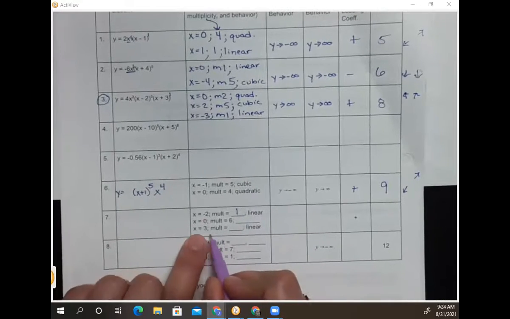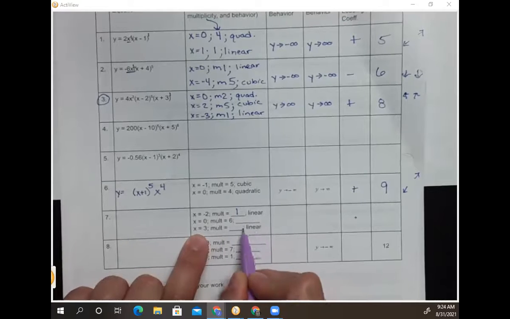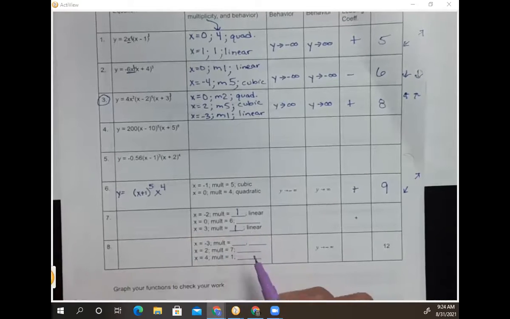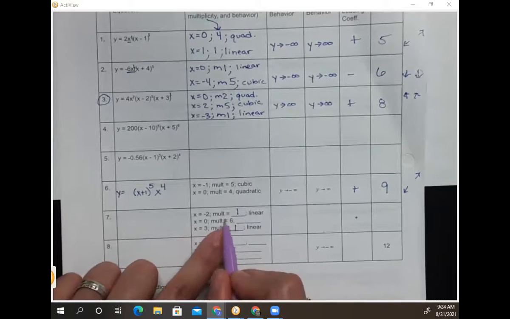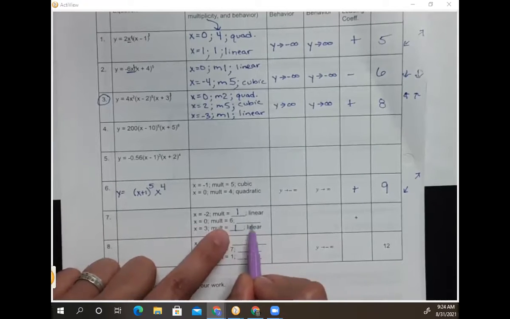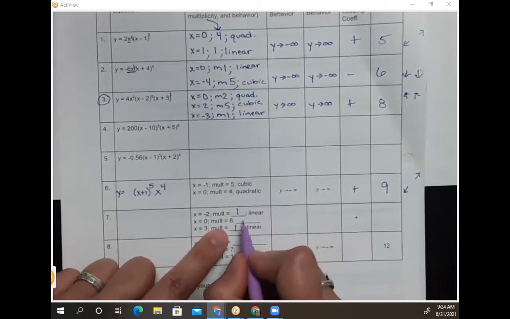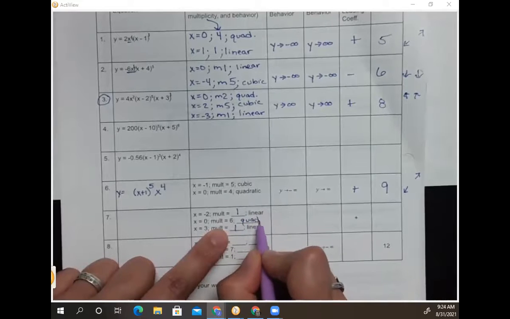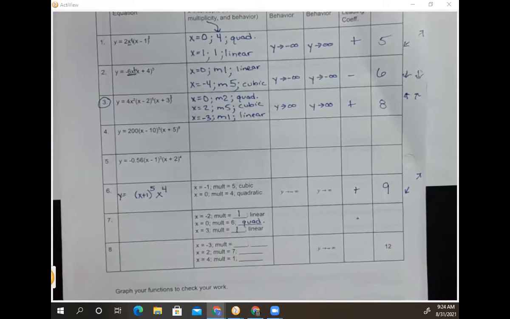That's the only multiplicity that gives me linear behavior. The same is true for this last x-intercept. Its behavior is linear, so that multiplicity has to be 1. There's no other option. For my x-intercept at 0, the multiplicity is 6. They left off the behavior. If my multiplicity is 6, what does the behavior have to be? Quadratic. Let's fill that in there, quadratic. Okay? And now we can write our function.